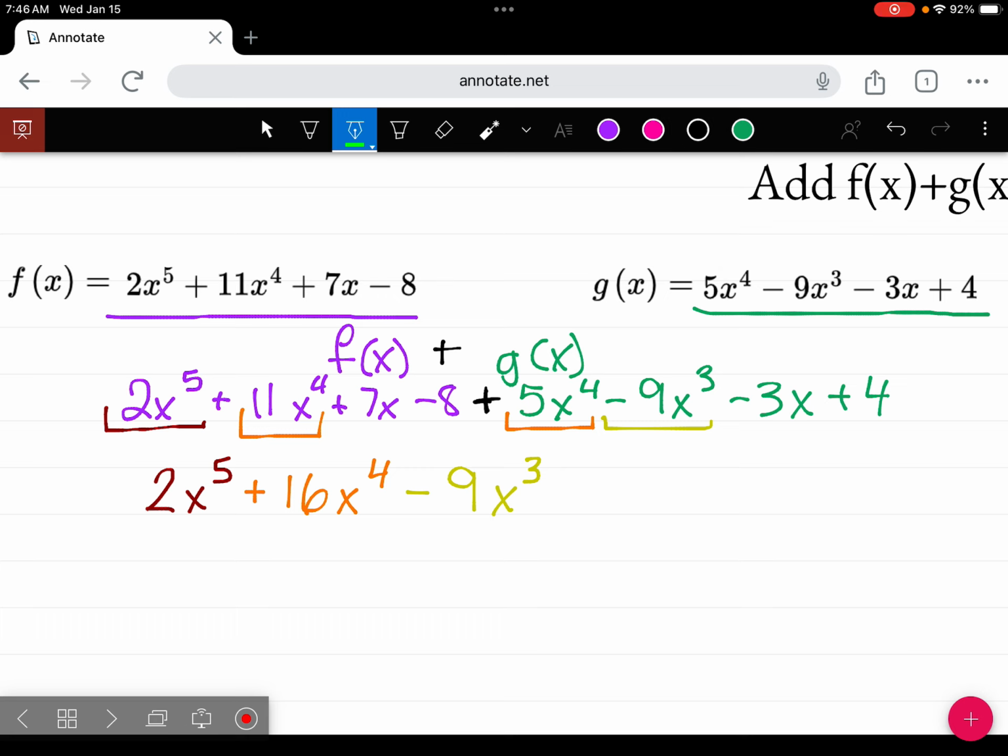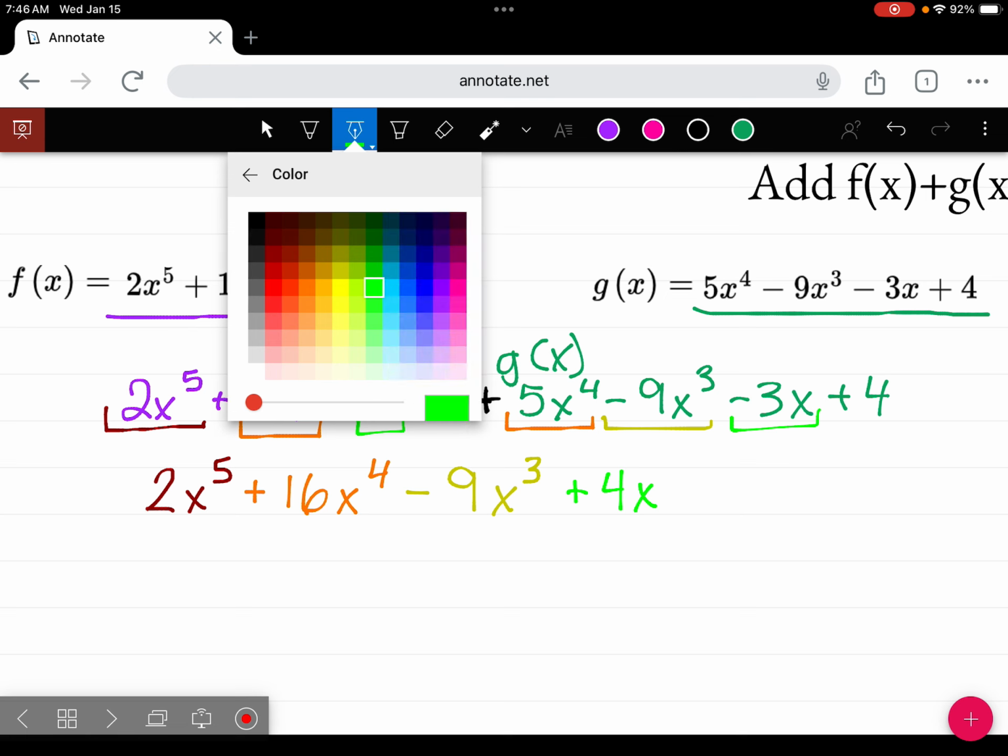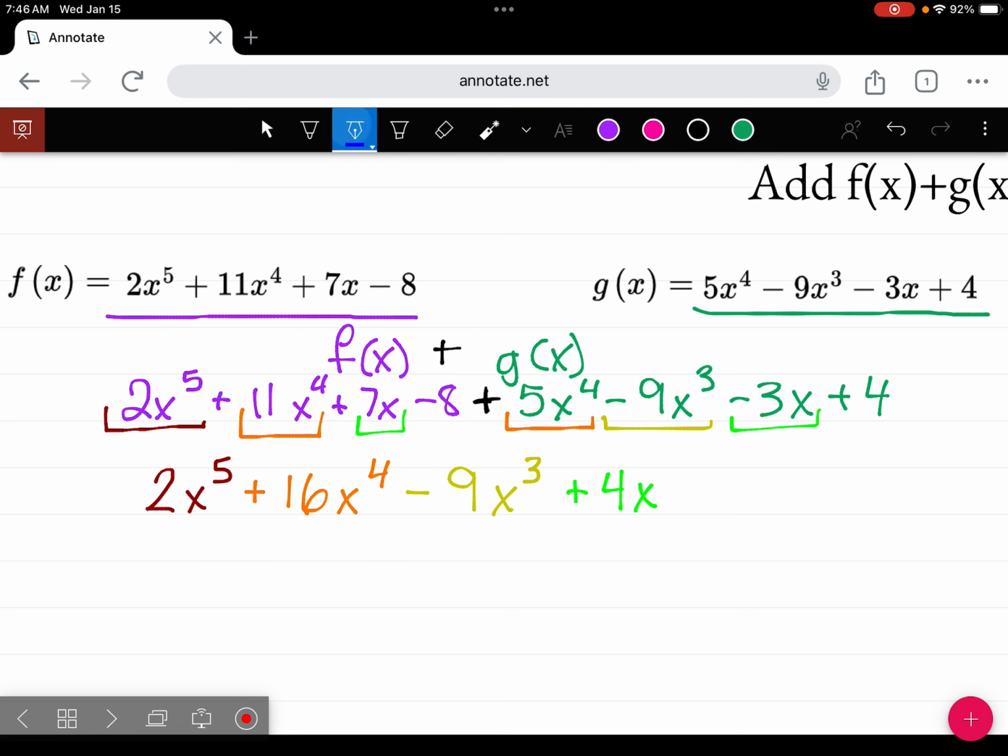How about next? What's going to go next? 7x. Our 7x combined with our minus 3x. Positive 4x. Negative 8 plus 4 is negative 4. Yep, our negative 8 plus 4 gives us negative 4.